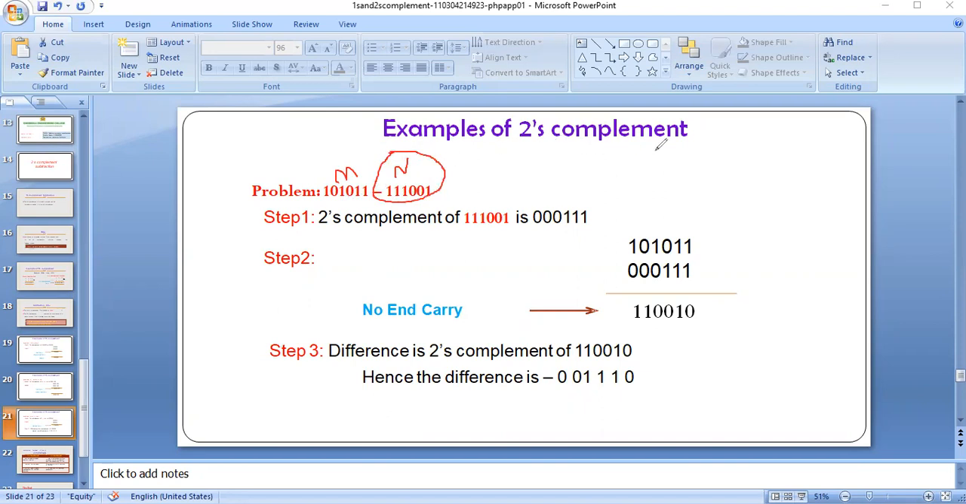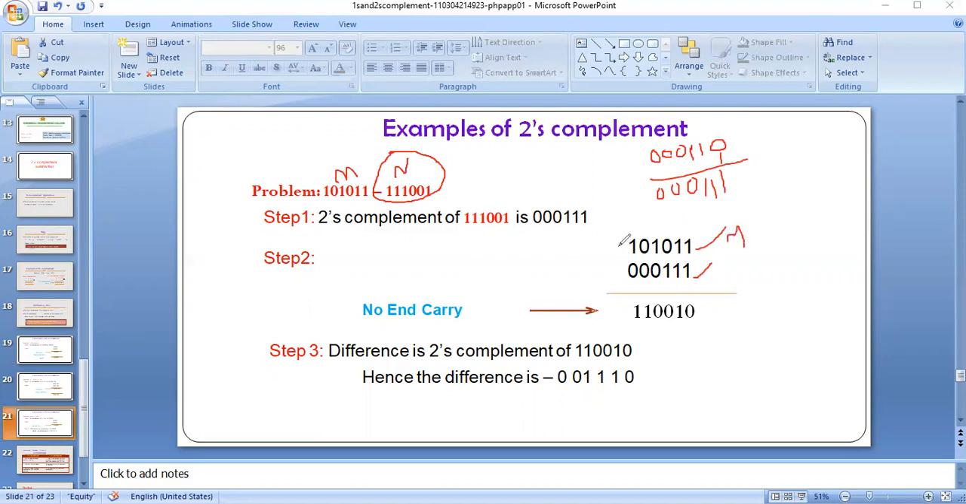So first I'm going to find the 1's complement. So what is the 1's complement? See, 0, 0, double 1, double 1, 0. Okay, so after that you have to add 1 to the LSB. So you will get the 2's complement result. So what is the 2's complement result? 0, 0, triple 1. So this is the 2's complement result, and this one is the minuend.